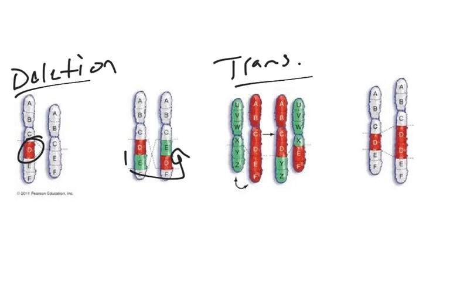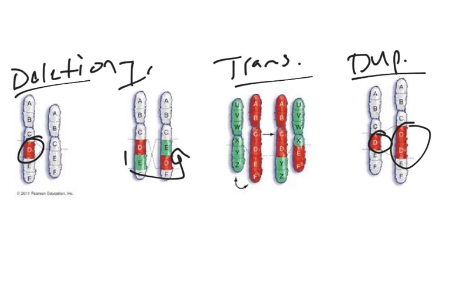And then finally duplication. Instead of having just one set, you have two of the same gene, and that's not good either. So that's duplication. And then this one was inversion. Make sure you just know the basics on those. I'm not super concerned that you're going to know specifics.